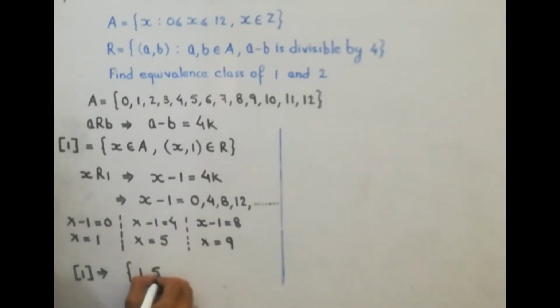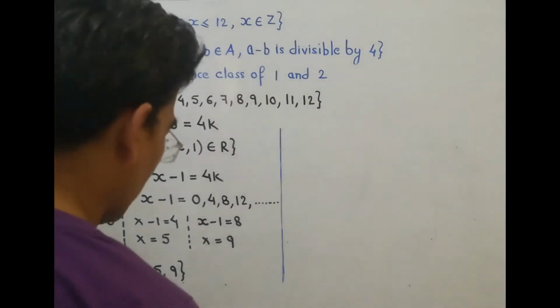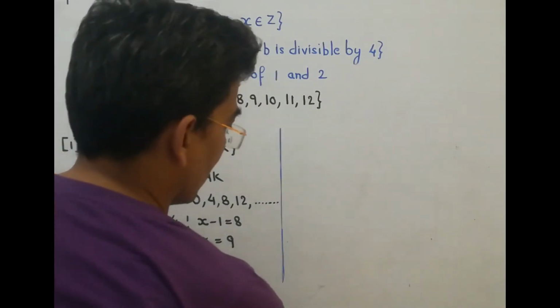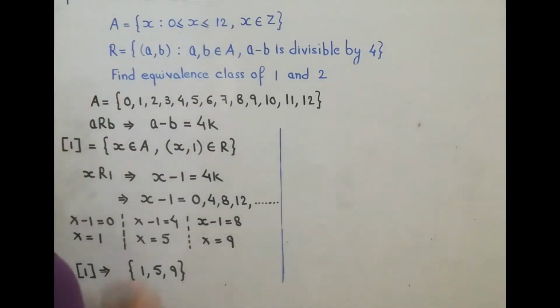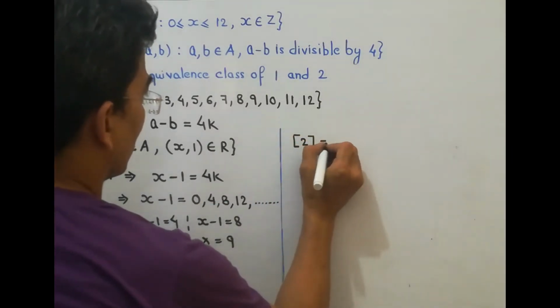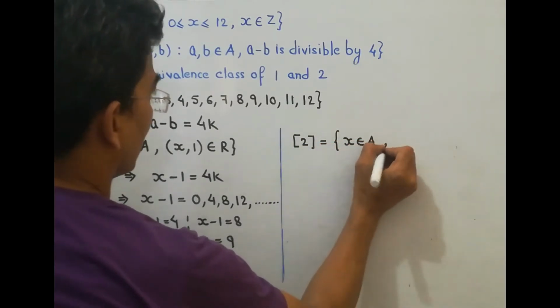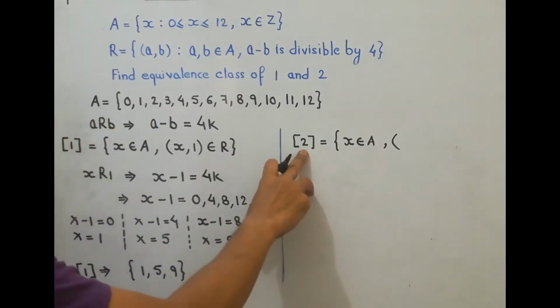1, 5, 9. This is how we write the equivalence class, or how we find the equivalence class. Now let us try it for 2. In the same way, now we are finding the equivalence class for 2.